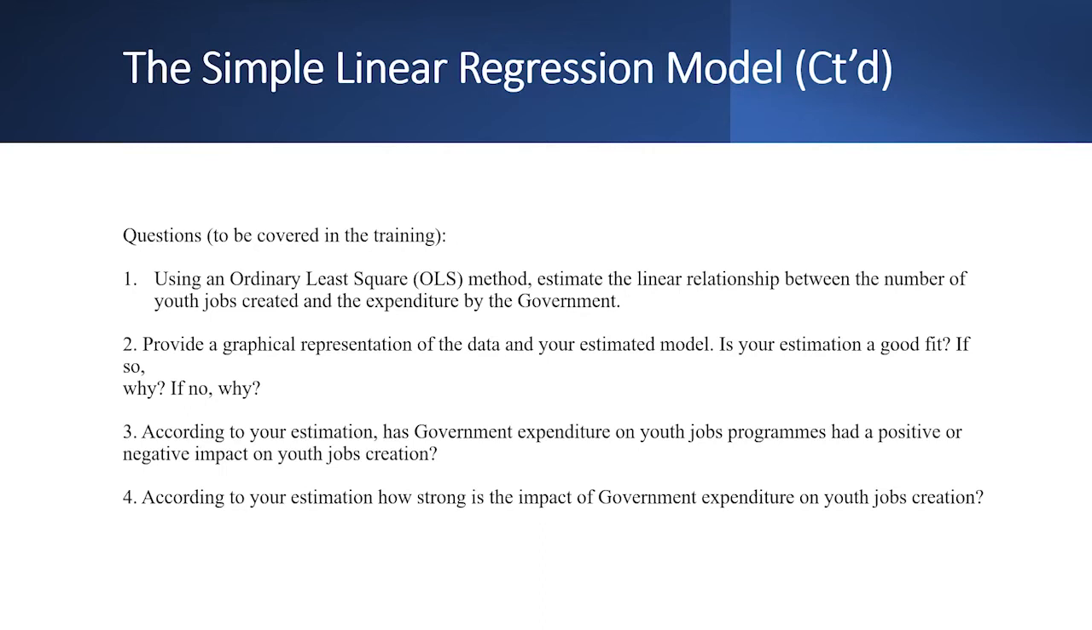The most common is the ordinary least square method, particularly for linear relationships like this. So this estimates the relationship between the youth jobs and expenditure by the government, right? You will see both in this example and the multiple regression example that we will use a method called OLS to estimate that relationship. Secondly, we will provide a graphical representation of the data and the estimated model.